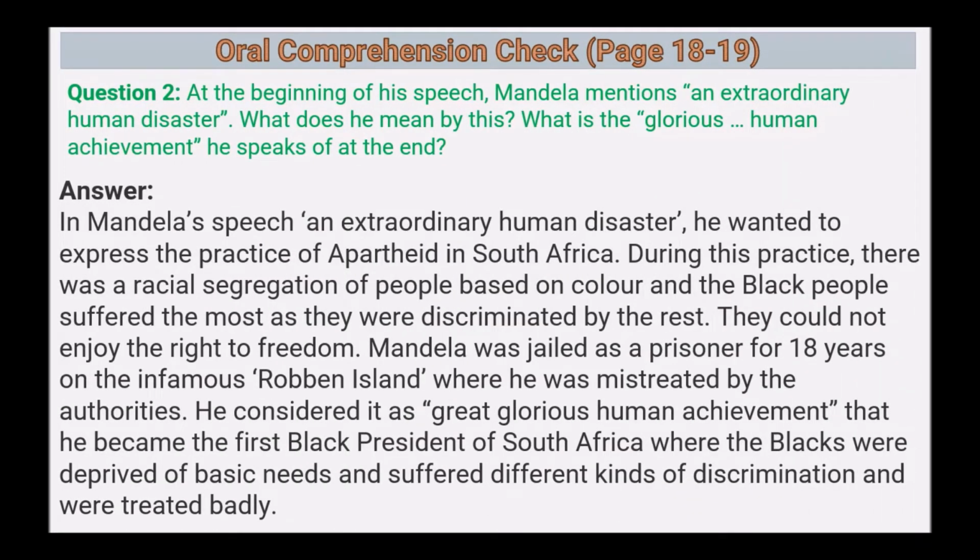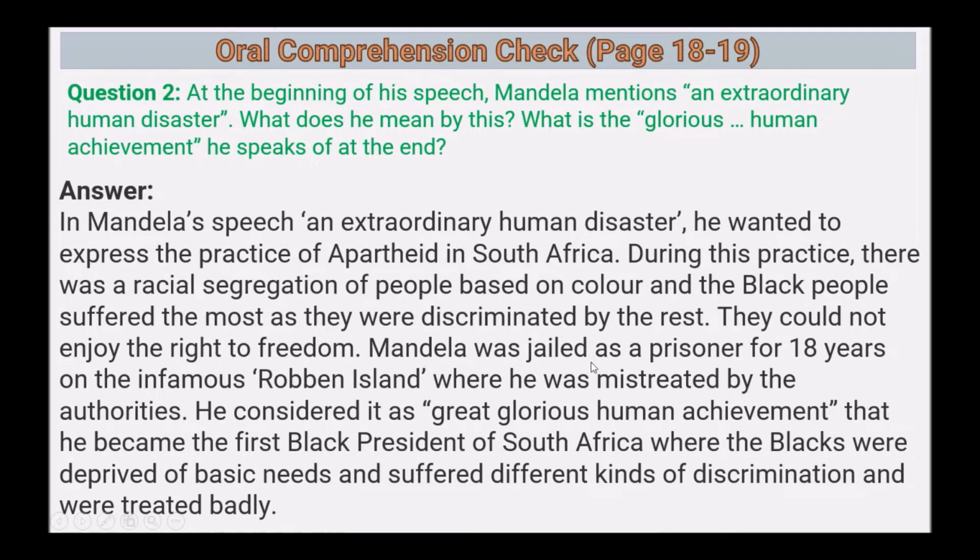Next, at the beginning of his speech, Mandela mentions an extraordinary human disaster. What does he mean by this? What is the glorious human achievement he speaks of at the end? By an extraordinary human disaster, he wanted to express the practice of apartheid in South Africa. During this practice, there was a racial segregation of people based on color, and the black people suffered the most as they were discriminated against by the rest. They could not enjoy the right to freedom.